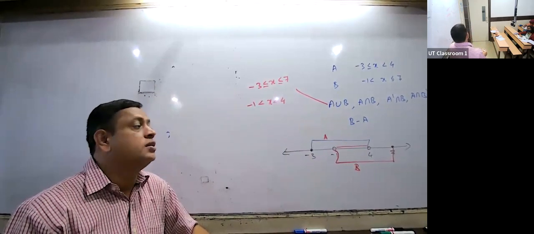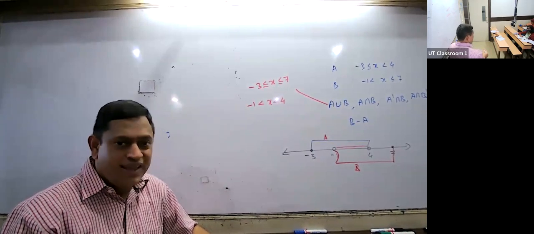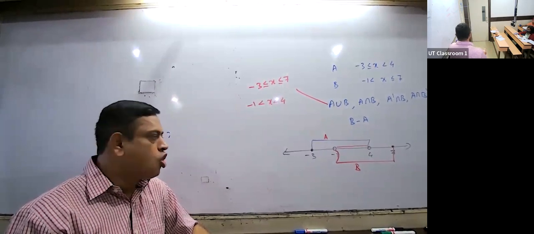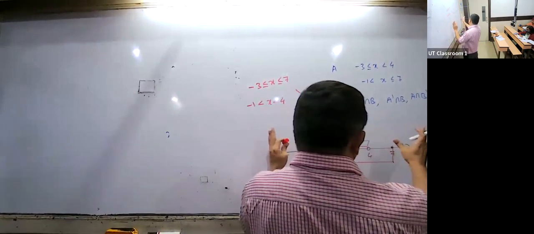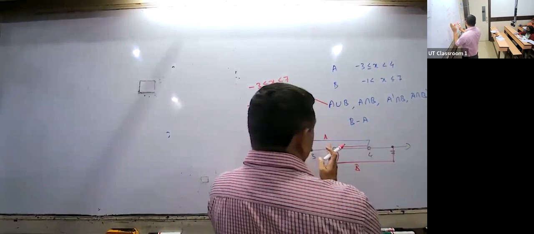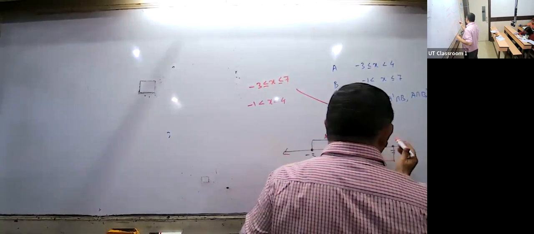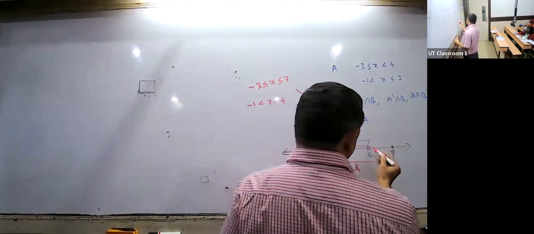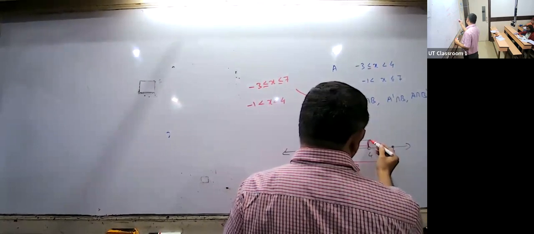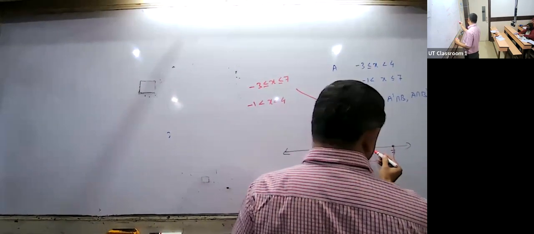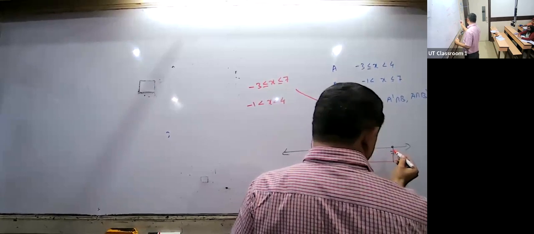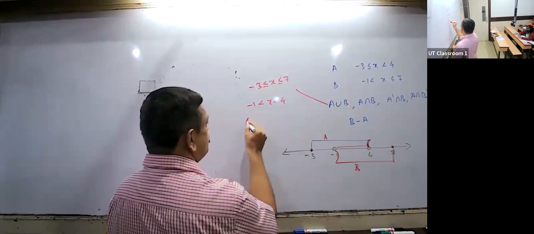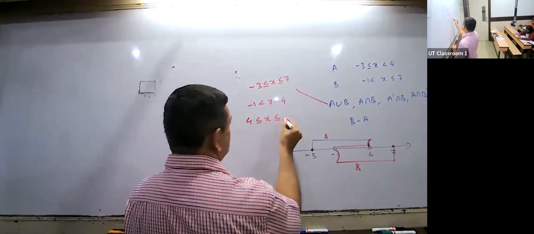Okay. Third one. A dash intersection B means common between B and outside of A. Outside of this one means this is not in B, so you don't need to do this part. So this is outside of this one. Outside of A dash is this one. So now look outside. 4 is in A dash. 4 is in B also. So 7 also. So the answer is 4 less than or equal to x less than or equal to 7.